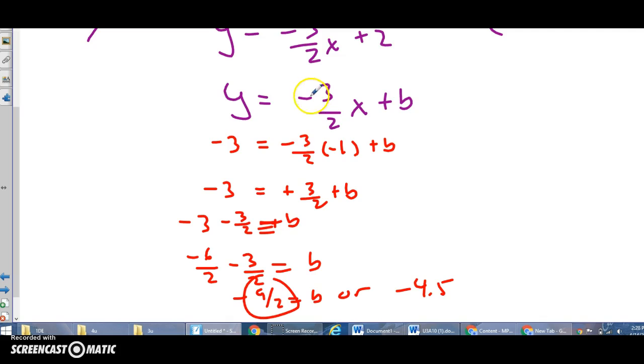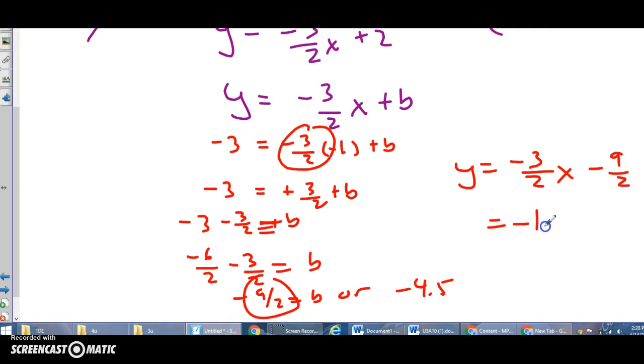So that's my b, that's my m. Y is equal to mx, -3 halves x, plus b, which is -9 halves. Okay, if you want to change this to this, feel free. Okay, same thing. So that's how you come up with the equation for parallel lines.